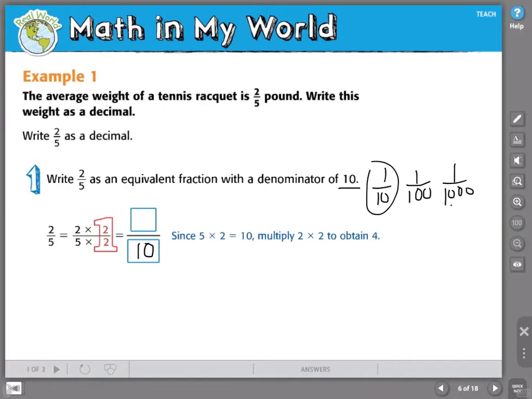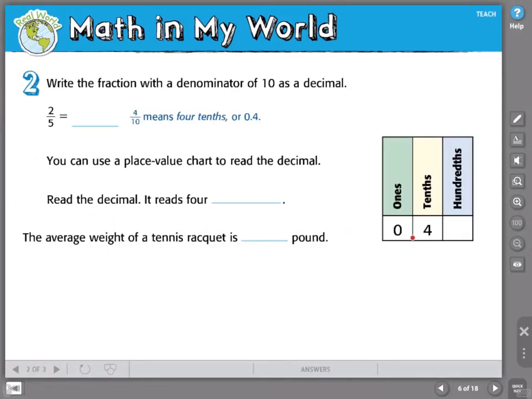Again, what do I do to a 5 to make it a 10? Well, I turn a 5 into a 10 by multiplying by 2. That's why I need a 2 inside my big 1. 5 times 2 is 10, and 2 times 2 is 4. So 4 tenths is equal to 2 fifths. Since I know that 2 fifths and 4 tenths are equal, I can use my place value chart to read the decimal. 0.4, 4 tenths. The average weight of a tennis racket is 4 tenths of a pound.